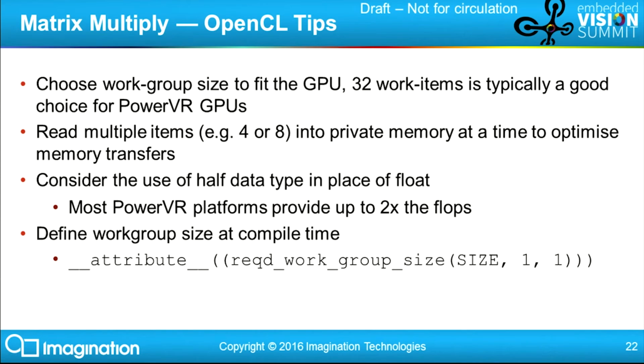We'll see some results in a minute, but first some tips on implementing for PowerVR GPUs. It's important to choose the workgroup size to fit the GPU, and for PowerVR, typically 32 work items is a good choice. When you're reading into private memory, it's useful to read multiple items at a time, so 4 or 8 items help to optimize memory transfers. It's worth considering using the half precision data type, as most PowerVR GPUs provide up to twice the half precision floating point as single precision floating point. And if you define the workgroup size at compile time, it helps the compiler to do a better job.